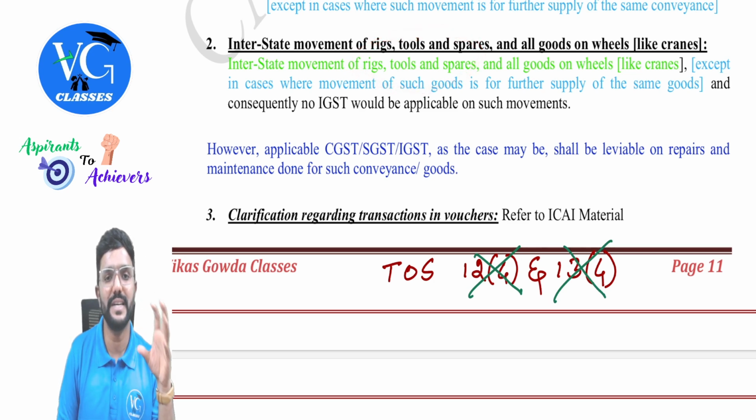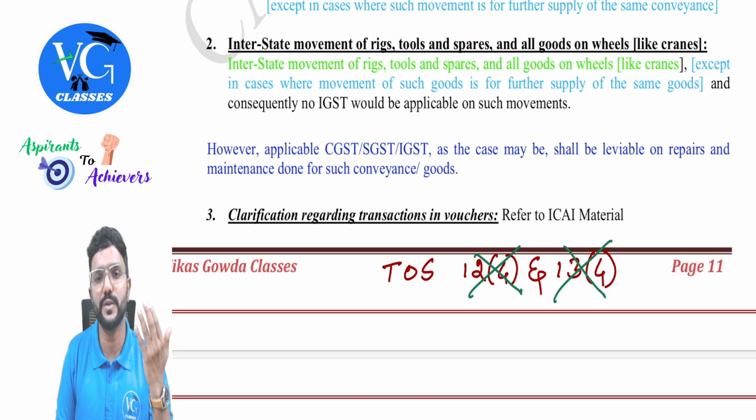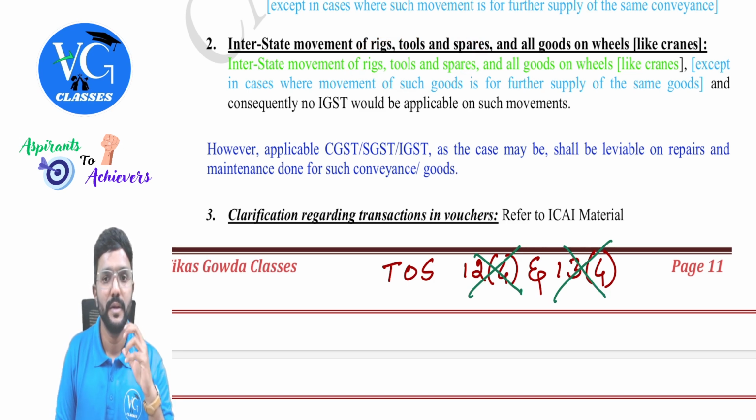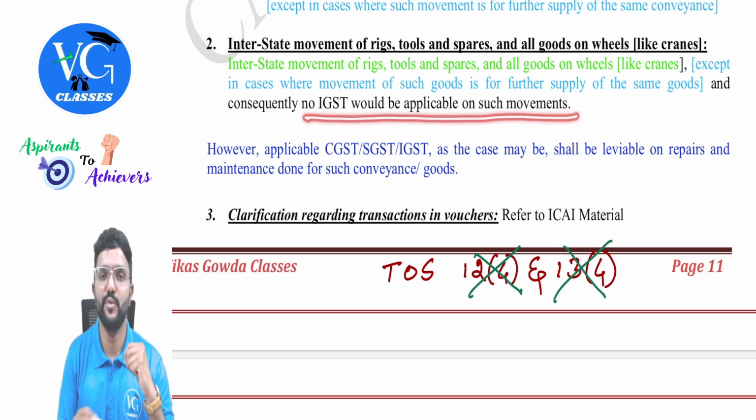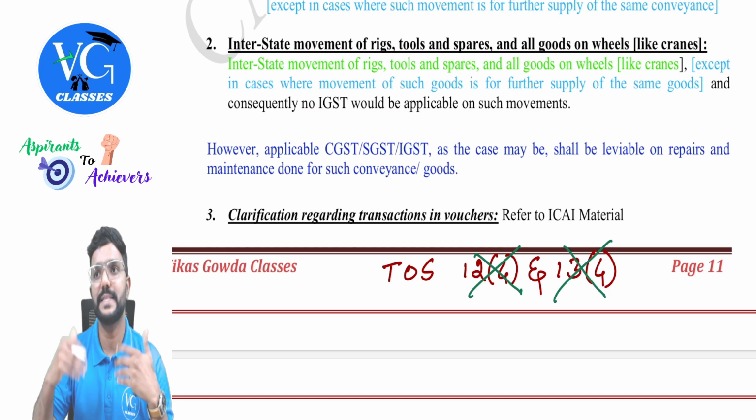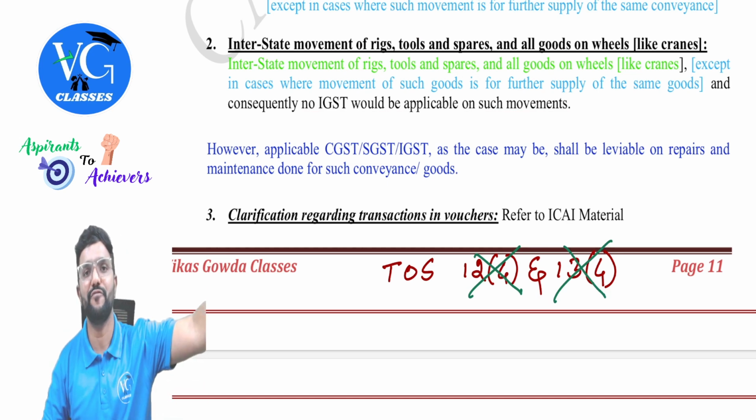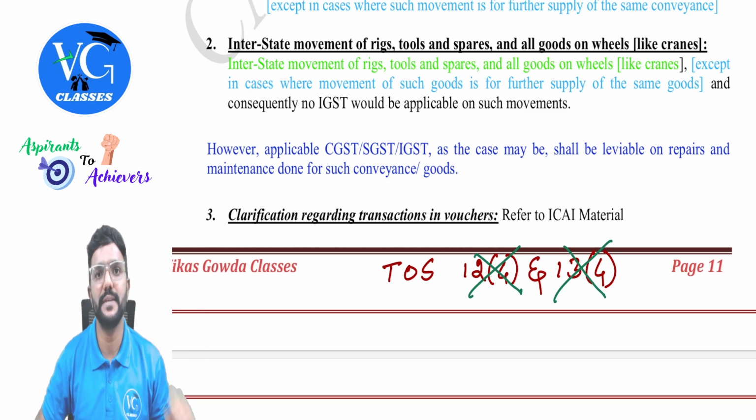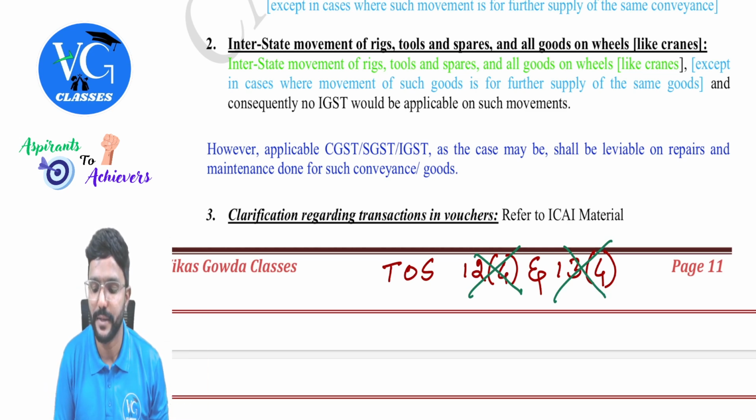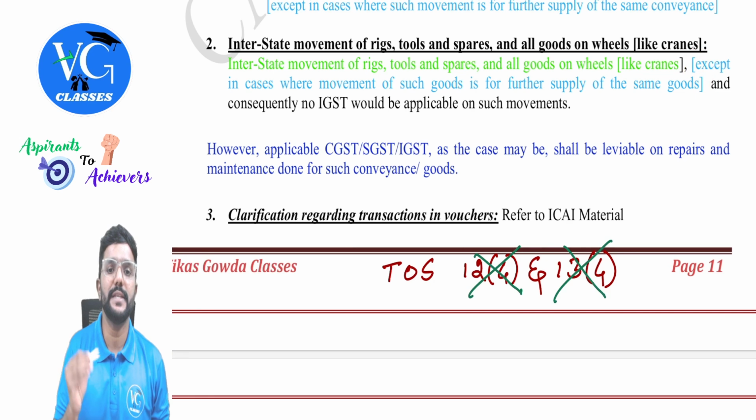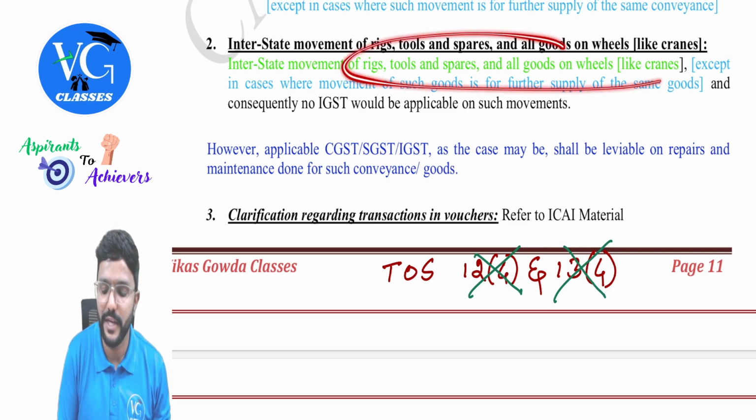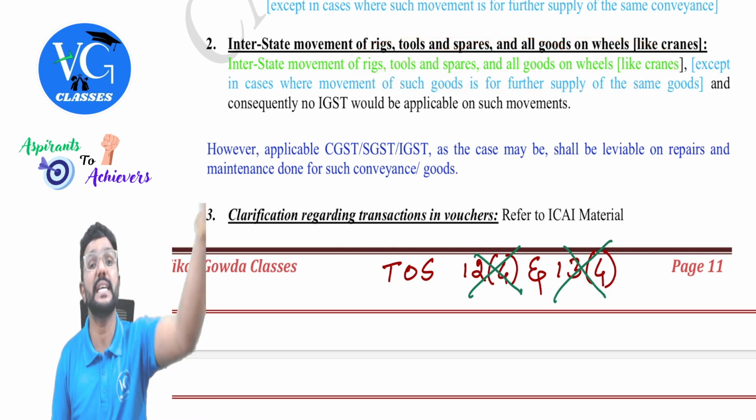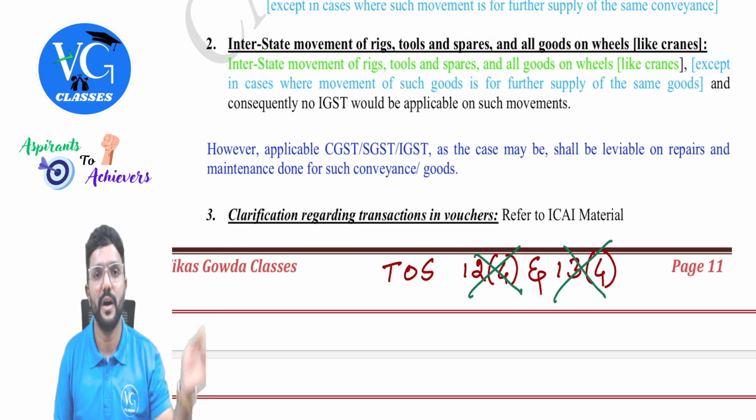When there is a movement of rigs, tools and space and all goods on wheels like cranes, no IGST would be applicable on such movement, because when I have sent those goods, they will be used in manufacturing in the receiver's branch. But except in cases where movement of such goods is for further supply of the same goods, meaning if I have sent any of this for further selling it in the receiver's place, then will it be a supply?